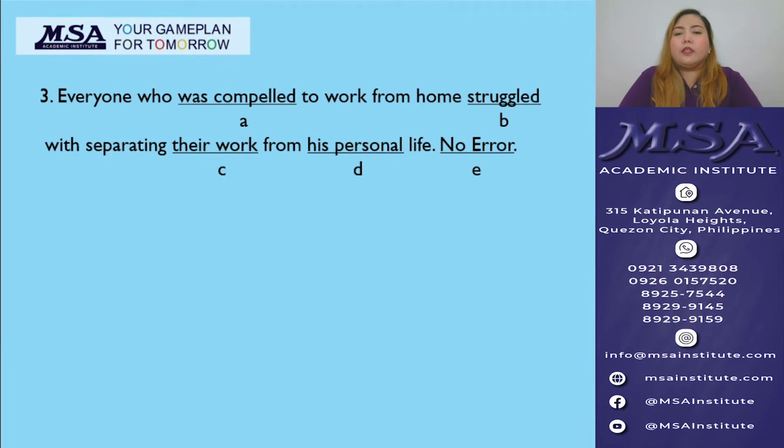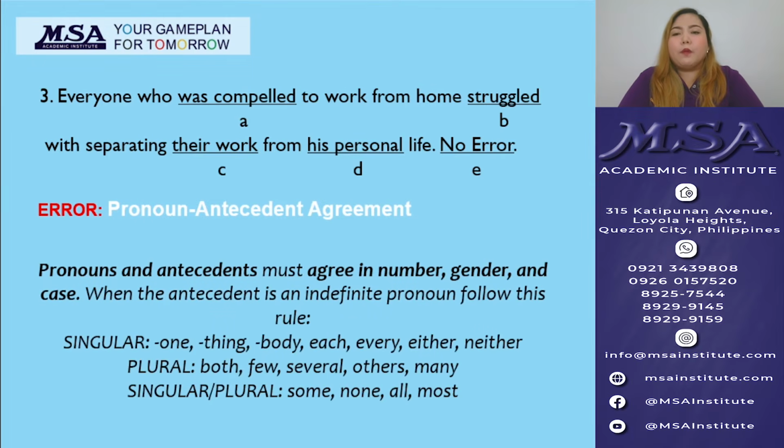For our third item, our error is in pronoun antecedent agreement. Remember, pronouns and antecedents must agree in number, gender, and case. And when your antecedent is an indefinite pronoun, just remember that indefinite pronouns that end with one, thing, and body are always singular, such as everyone, everything, everybody, someone, something, somebody. And other indefinite pronouns that are singular are the words each, every, either, and neither.